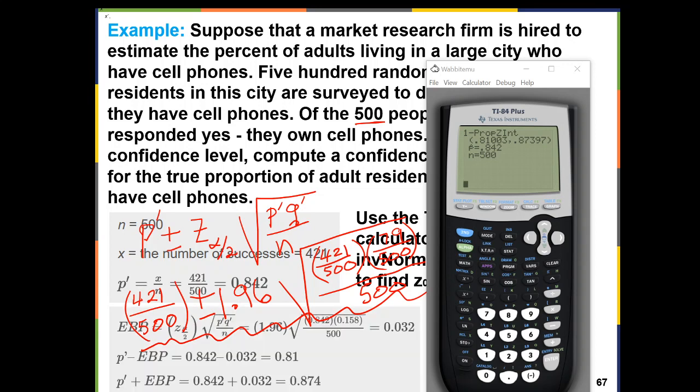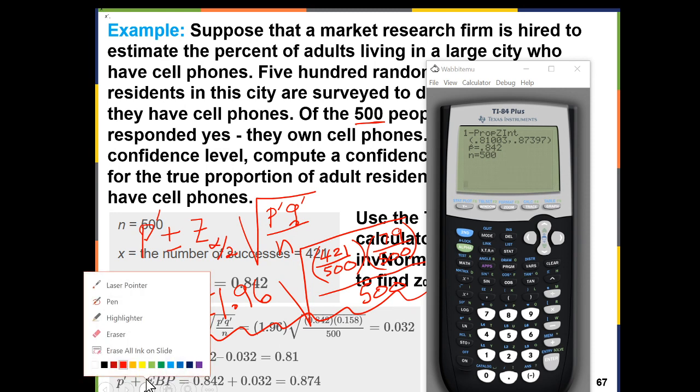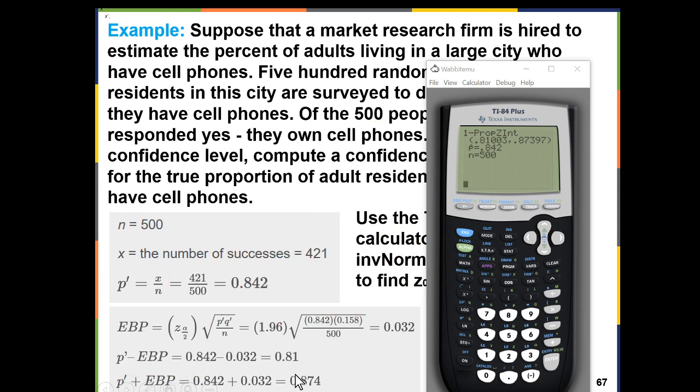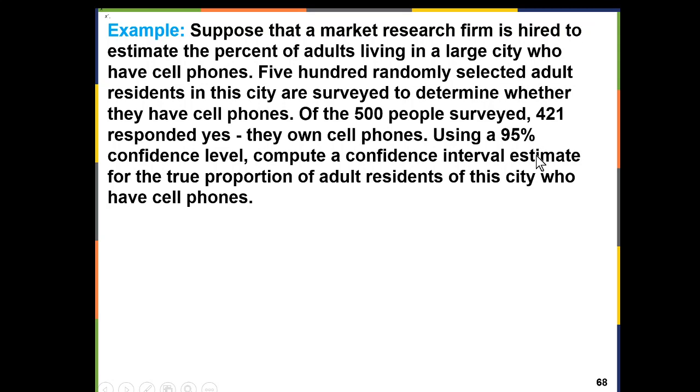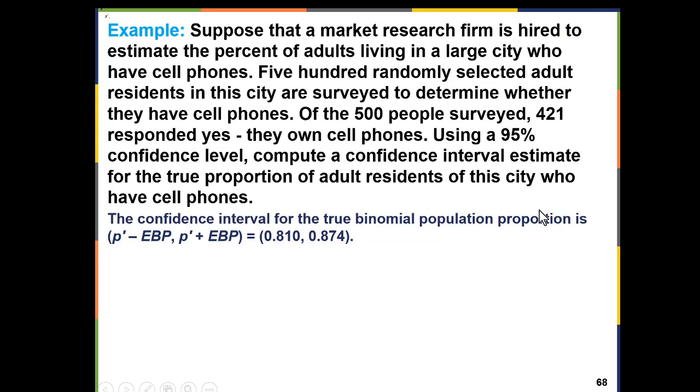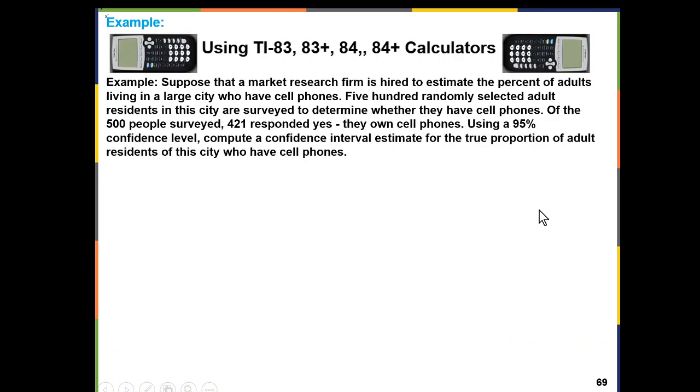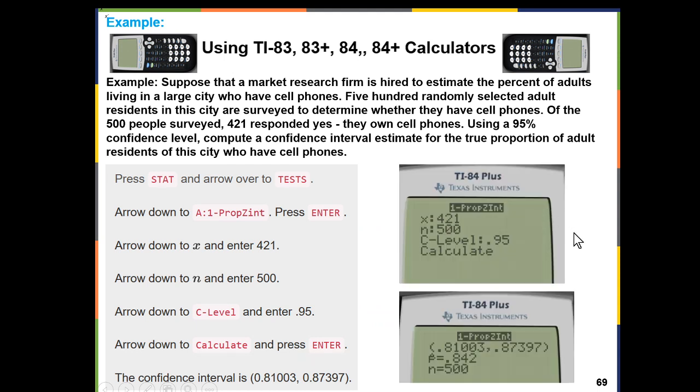And those are the two numbers you see right here. Let me erase. And that's what we got, right? 0.81 and 0.874 right there. All right, so that's all there is to it. And again, using the calculator, I just did it for you. You can take a look at this again, but I just did it for you.